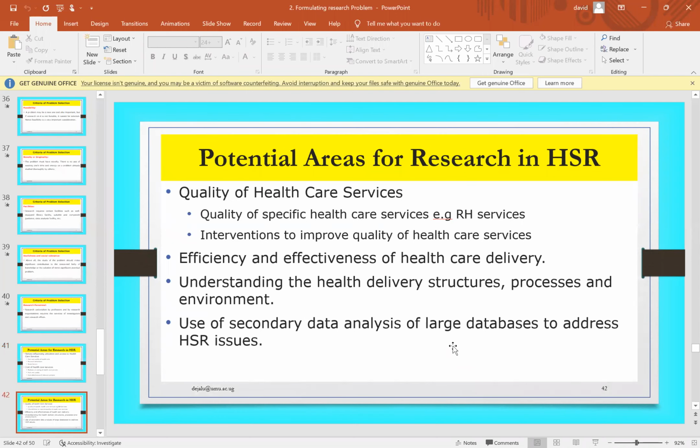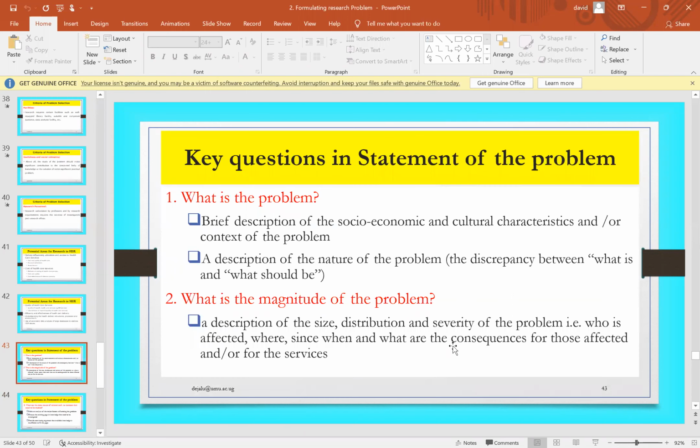So this is where I want us to start from, defining a problem. So we want to begin to identify a problem. And when we identify this problem, we have to state clearly, provide a description of the nature of that problem. For example, you can say that the quality of care of patients with rheumatoid arthritis has reduced.